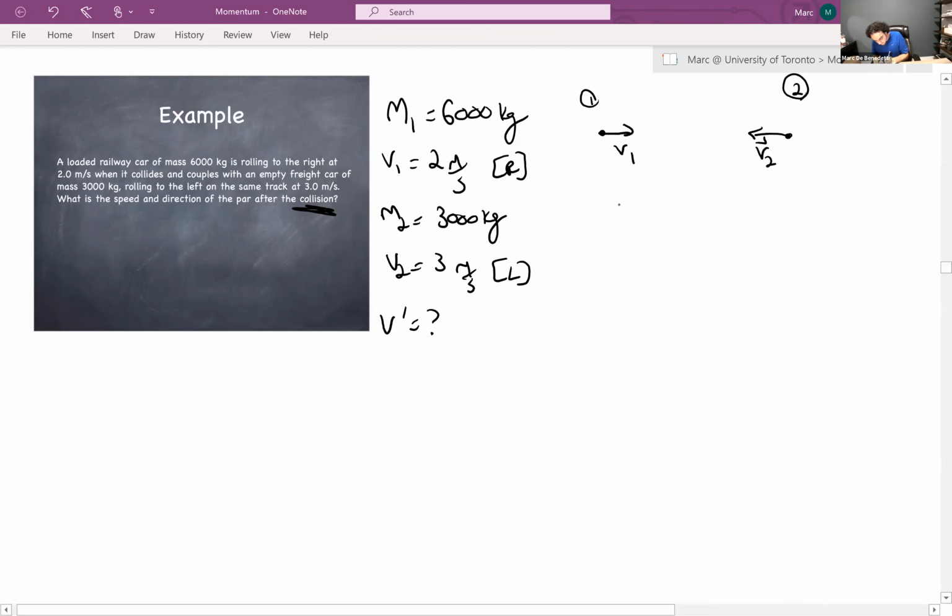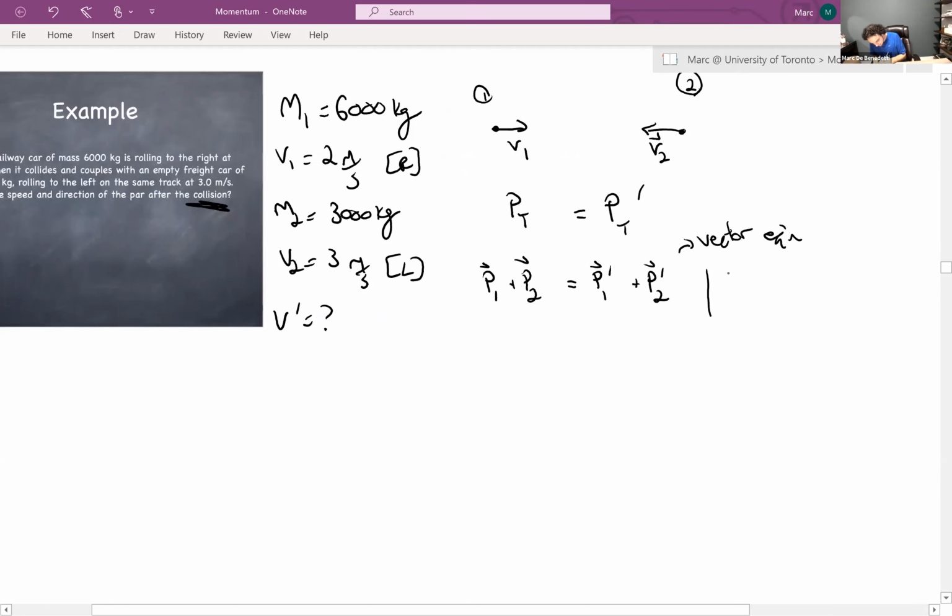And from here, we do P total equals P total prime. And here we're going to get, what is my momentum before the collision? So before is going to be the momentum of cart 1 plus the momentum of cart 2 equals the momentum of cart 1 after the collision plus the momentum of cart 2 after the collision. All right, so this is a vector equation. So let's assign right equals positive.